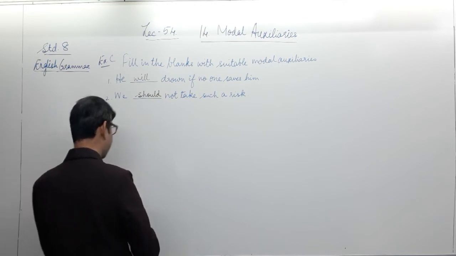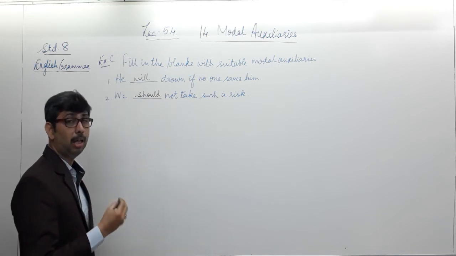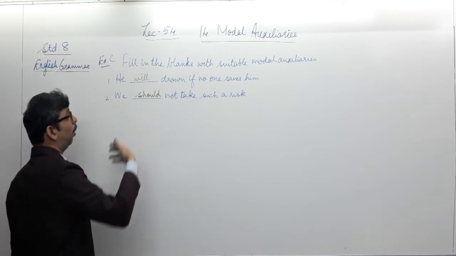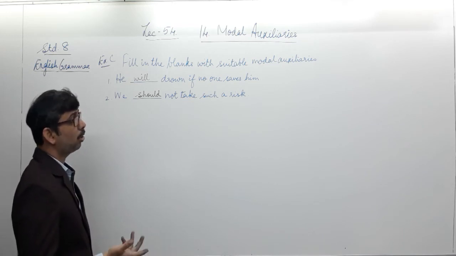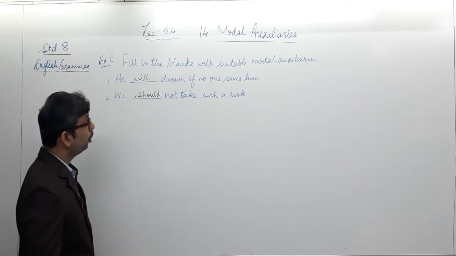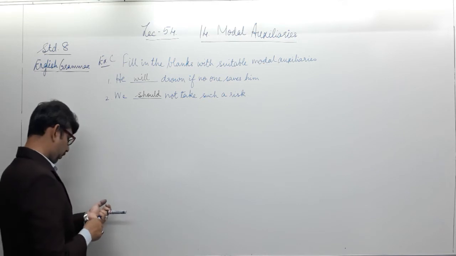If you use the trial and error method by inserting any other word over here, it will again help you to derive the correct word. For example, if you say, we will not take such a risk, you are just compelling and saying that you will not be taking such a risk. But here you are advising, we should not take such a risk. You are taking up that stand over here.